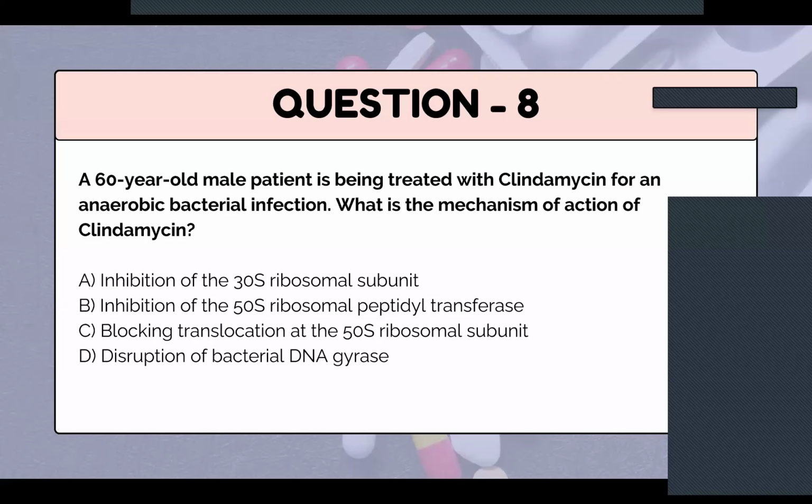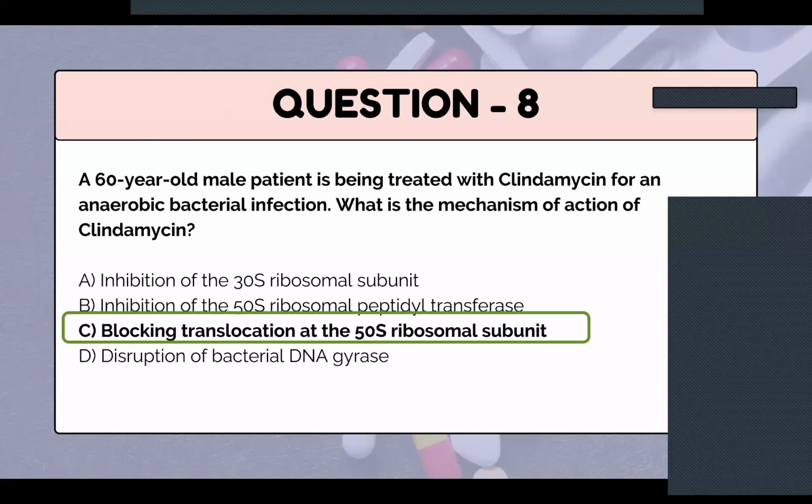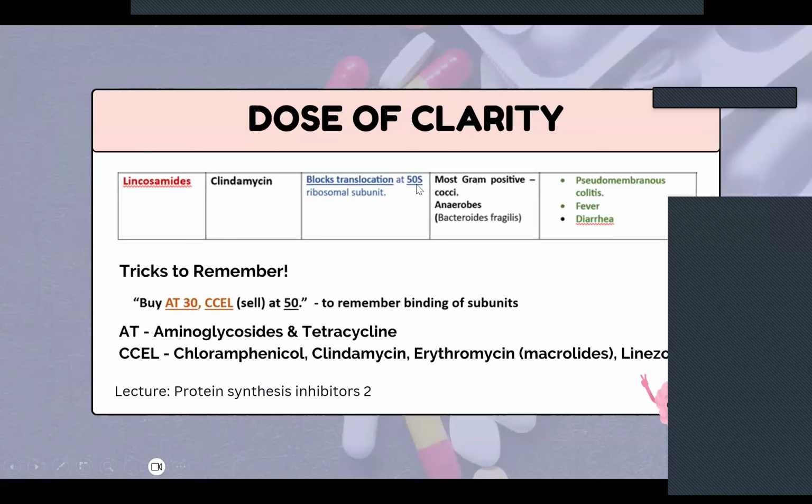Okay, so yes, everyone who answered C in the chat, you're right. It's blocking translocation at 50S ribosomal subunit. So basically, clindamycin belongs to the lincosamides class, and they work by binding to the 50S ribosomal subunit. So they block the translocation, so protein synthesis is prevented in the bacteria.